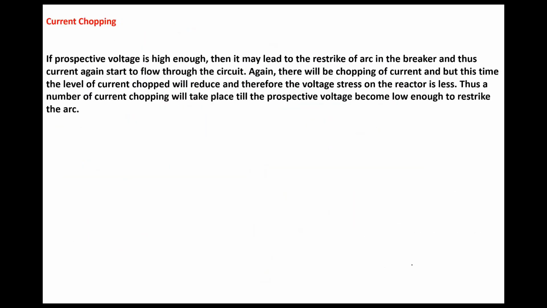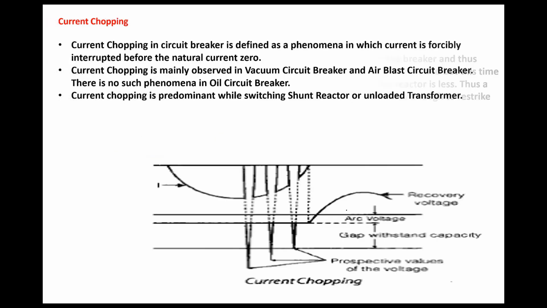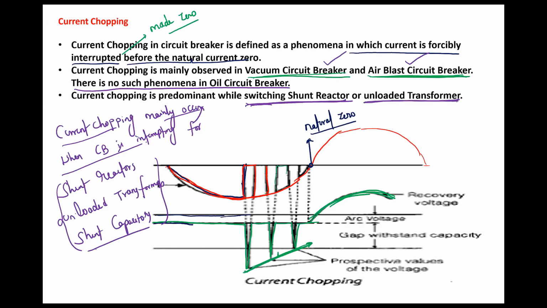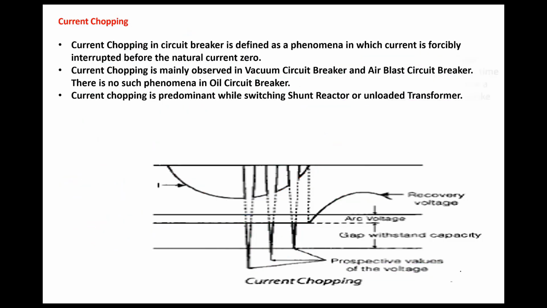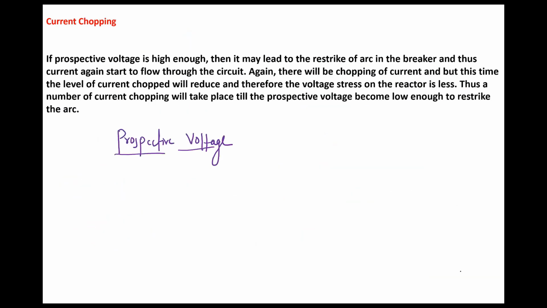The voltage that is developed across the circuit breaker poles when current chopping happens is called prospective voltage. Here these waveforms are nothing but the prospective values of the voltages. Again, it is very easy to compute this prospective voltage.